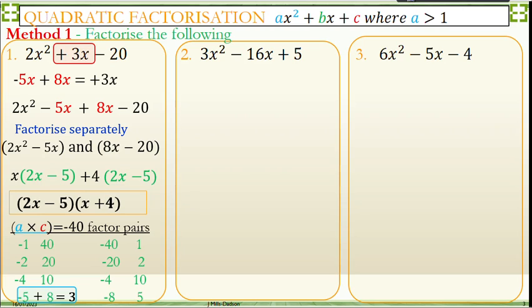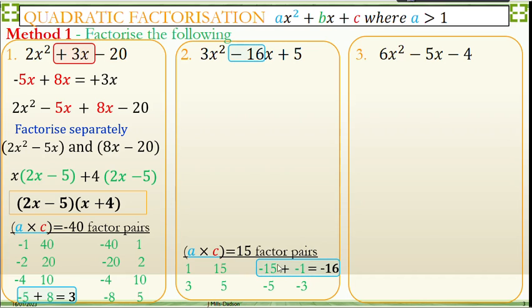So let's look at the other two examples with the same method. Then I'll introduce the second method. So that's the answer. Here, you first multiply your coefficient of x squared by the constant, then you list the factor pairs. 3 times 5 is 15, so factor pairs of 15. You have them. Which one will add up to make negative 16? Is this one. So we're going to replace negative 16x with negative 15x minus x. That's what you're going to replace this with. And write the whole expression again, replacing this with these expressions.